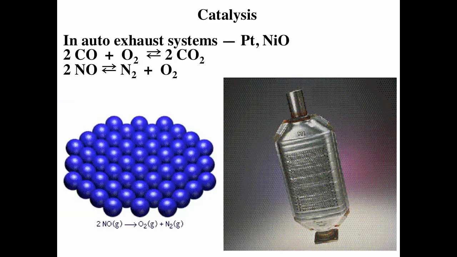And so the way this actually works is that you're going to have a metal dispersed on a ceramic inside the catalytic converter, and on these metal particles, that's where the reaction is going to proceed. And so basically the metal particles are just going to stabilize the transition state.